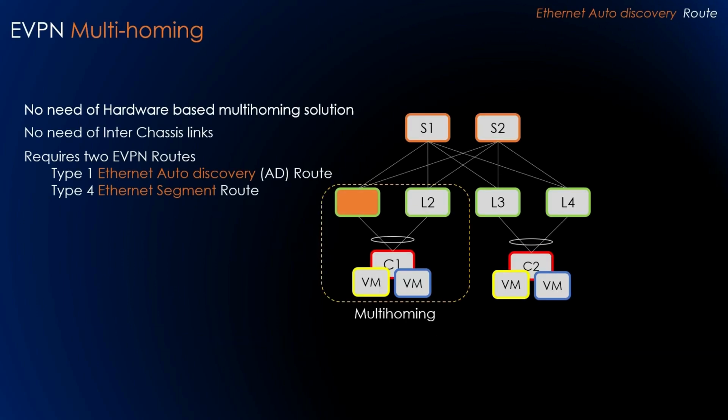EVPN supports protocol-based multi-homing, so there is no need for a hardware-based multi-homing solution. Multi-homing switches do not need any kind of inter-chassis links. EVPN multi-homing requires support for type 1 and type 4 routes. You can check my previous video on Ethernet auto-discovery route type 1 in the link above.